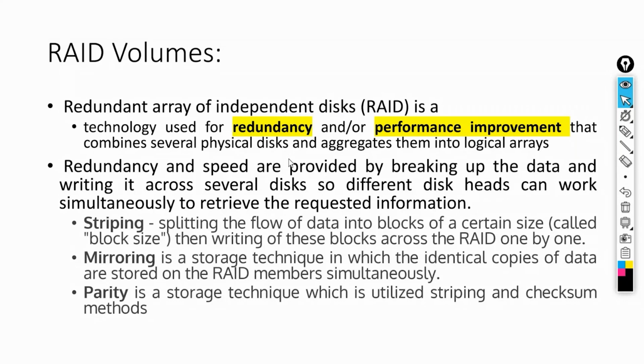Okay, if I'm talking about your RAID volume, irrespective of whether it's RAID 1, RAID 0 or RAID 5, the maximum number of disks which you can have in your RAID volumes is 32. Redundancy and speed are provided by breaking up the data and writing it across several disks. So different disk heads can work simultaneously to retrieve the requested information. So now we basically have striping, mirroring, and parity.